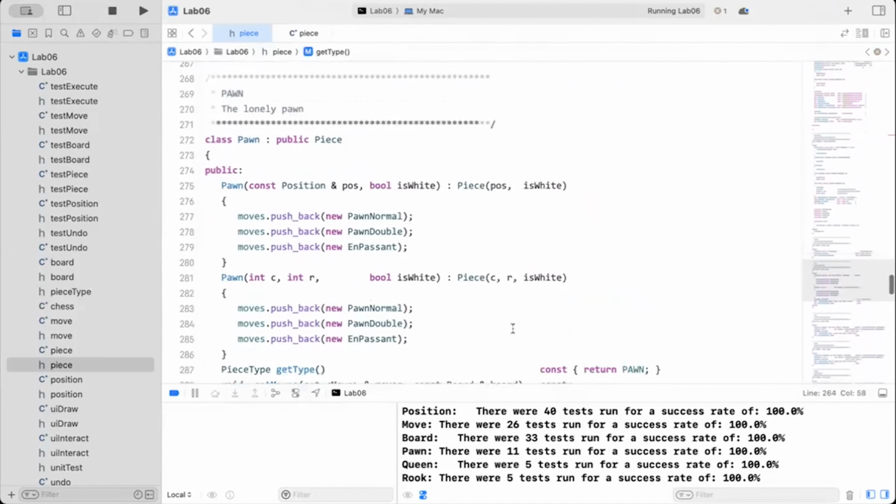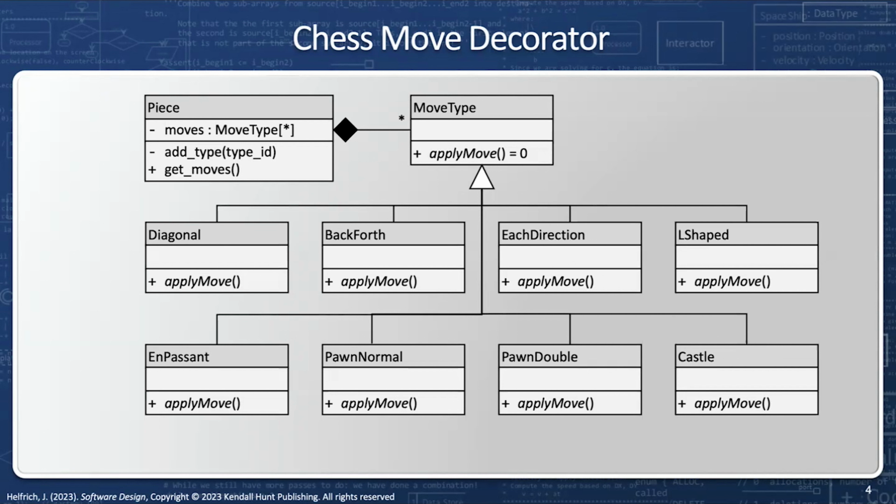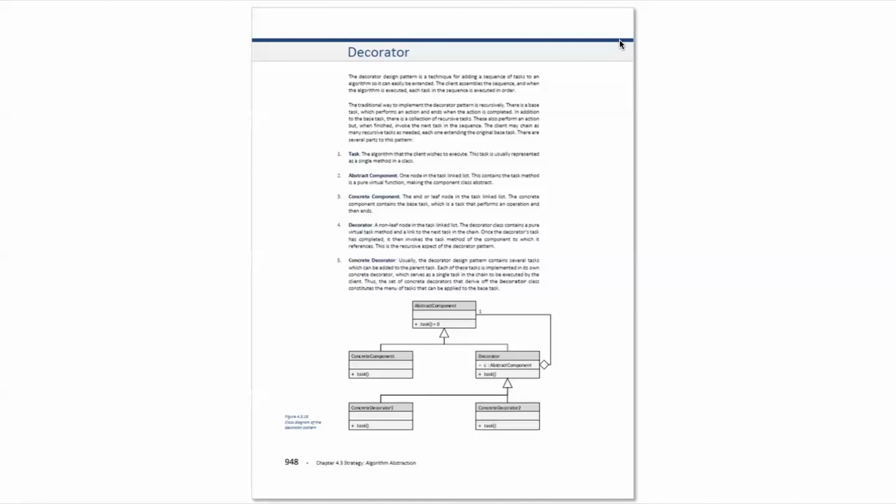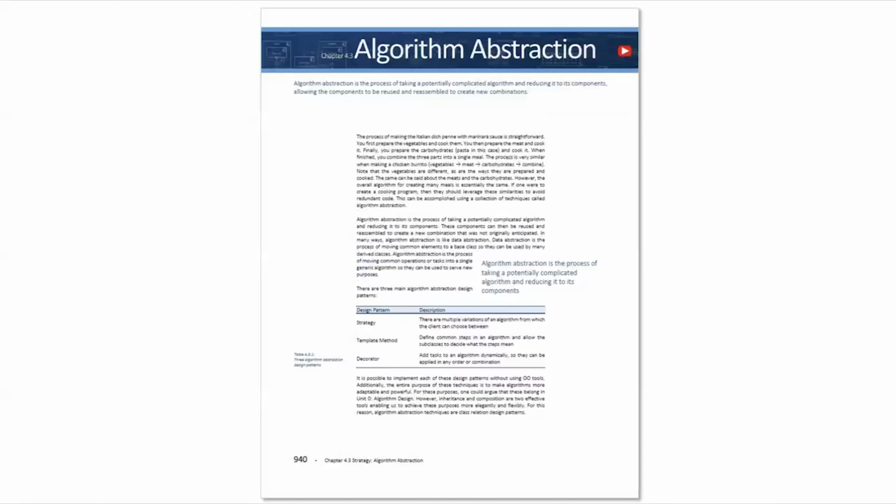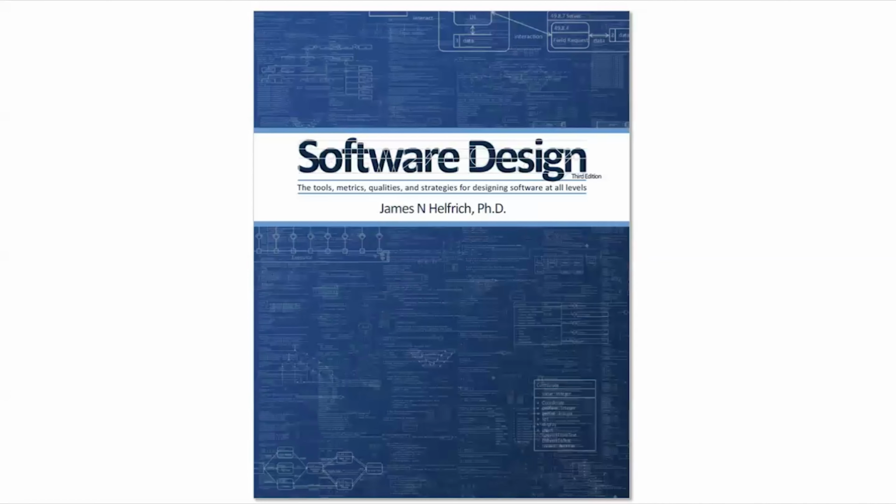Okay, so let's take a look at what we did here. We have 8 concrete decorators. I applied them to the individual piece at the piece's construction time. At the piece's get moves, it's going to iterate through all the decorators in its list. It might be 1, it might be 2, it might be 4, and then it's going to fill up our set of possible moves list, which is what we're going to return. You can learn more about this in the decorator section of the algorithm abstraction chapter of the software design textbook.